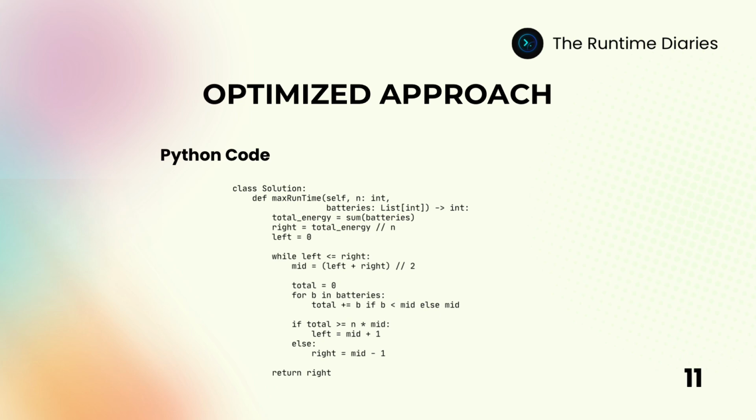We initialize total to 0. For each battery in batteries, if the battery is less than mid, we add the battery value to total. Otherwise, we add mid to total. If total is at least n times mid, we move left to mid plus 1. Otherwise, we move right to mid minus 1. After the loop exits, we return right. This is an elegant, deterministic, and optimal approach.